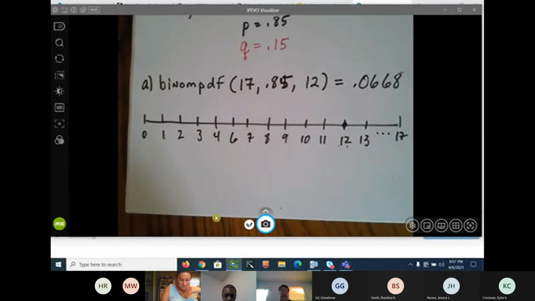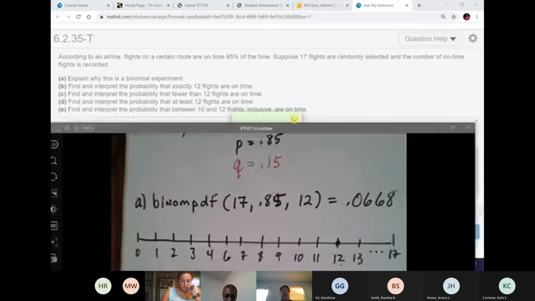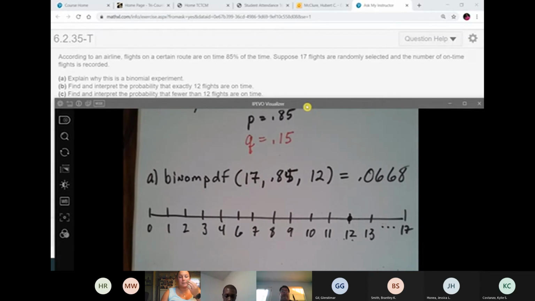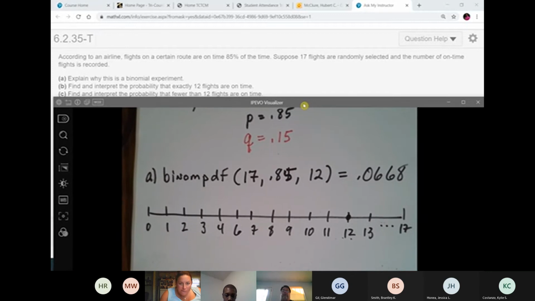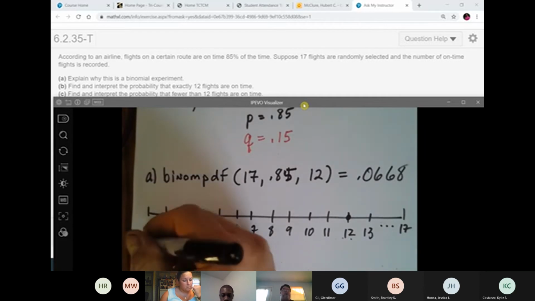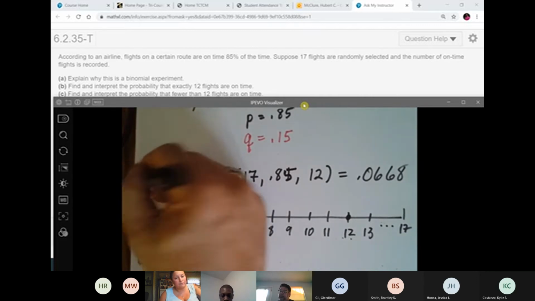That's what we found. Now what does B say? Be careful here before you blurt out an answer. What does fewer than 12 flights mean? Below 12, 12 and under? Less than 12. 12 and under, so doesn't it include 12? No. Okay, so I'm going to take my highlighter and my black pen, and this is C, and that's B.